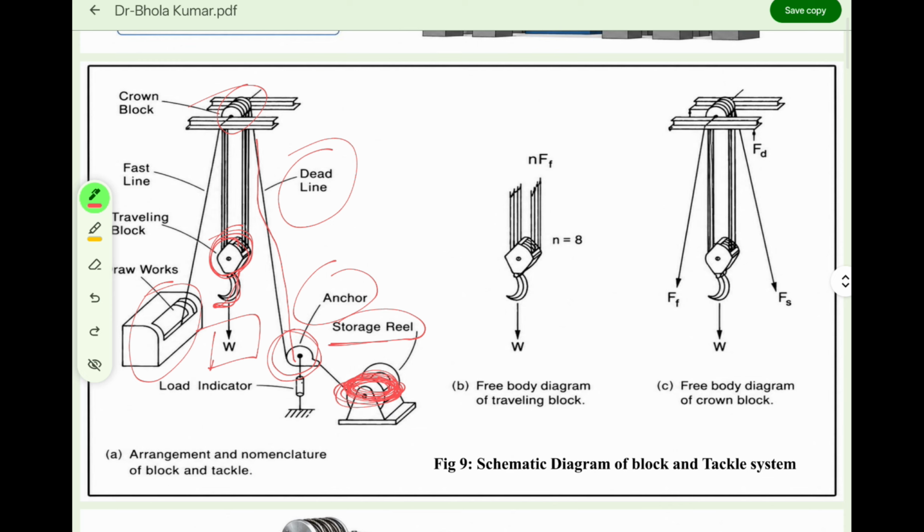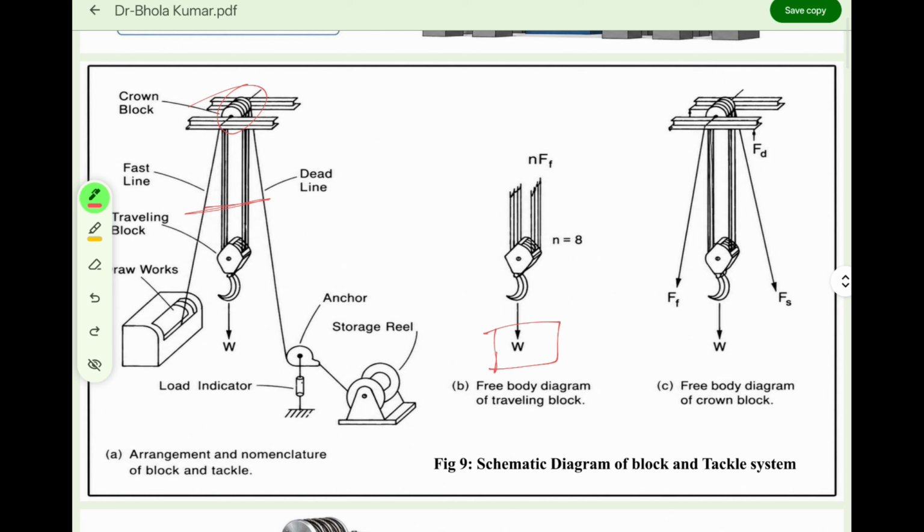Now this is the free body diagram. If I have to draw the free body diagram of this traveling block, I will discuss their derivation, how these things come about. This is the free body diagram. This W is the weight which is lifted by this string. These are the strings. We will discuss how these things come about, so don't worry about it.